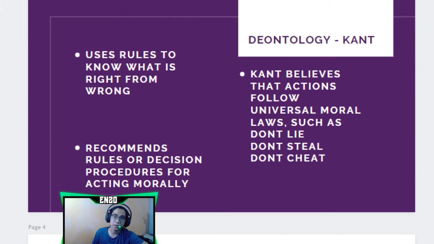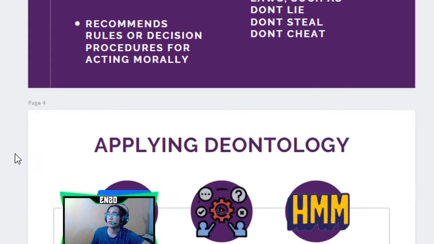About deontology, these are the key points. Deontology uses rules to know what is right from wrong. It also recommends a set of rules or procedures for acting normally. Kant believes that actions follow universal moral laws, such as don't lie, don't steal, and don't cheat.